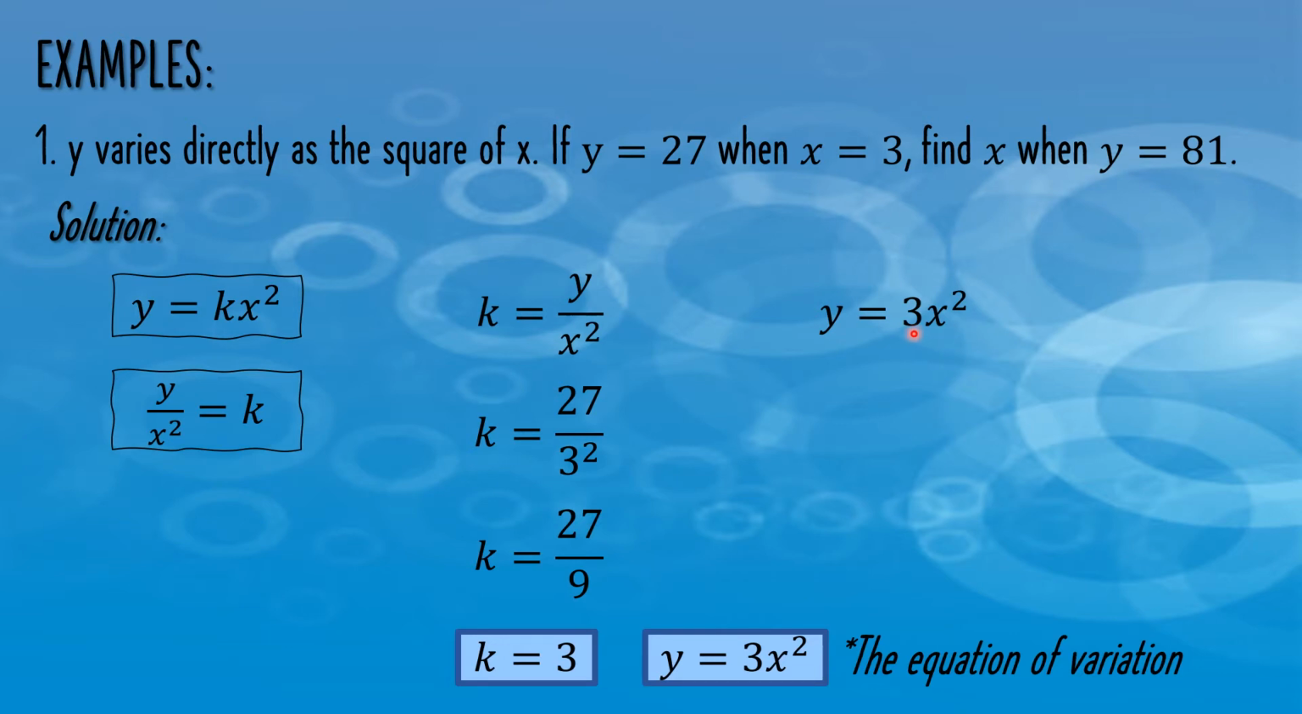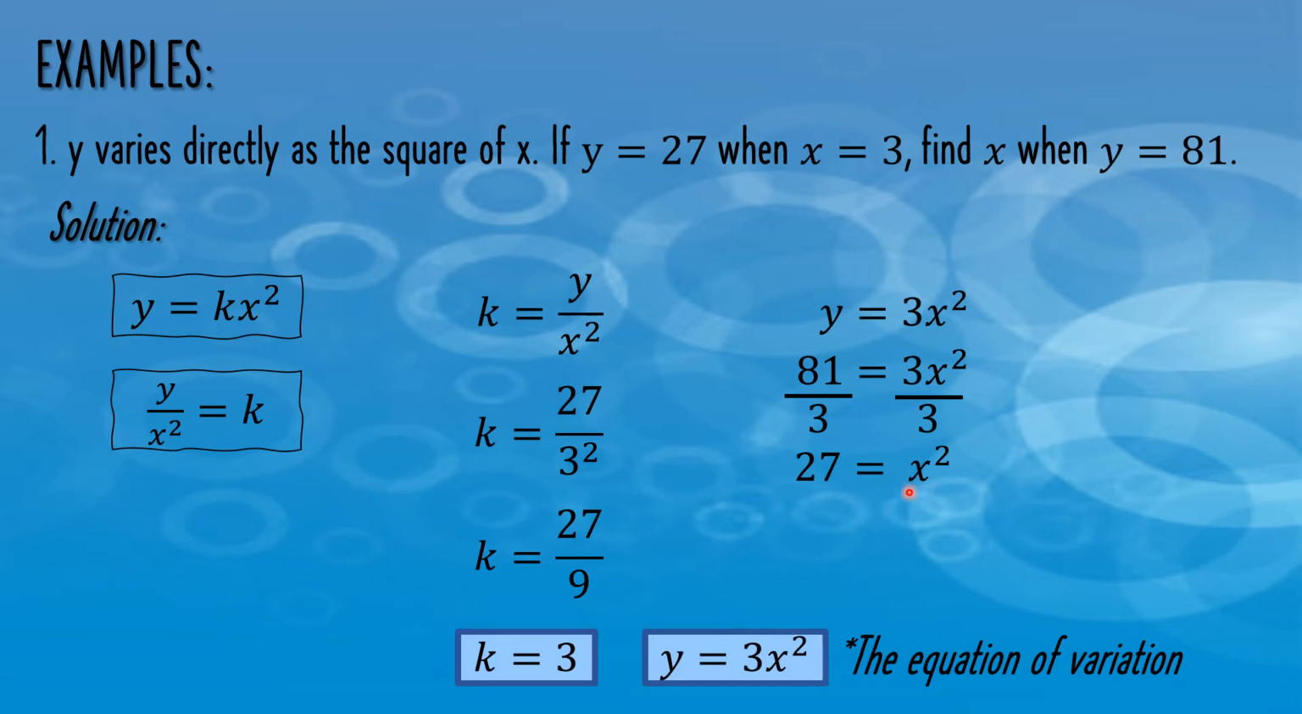So, dito, since meron na tayong constant na 3, papalitan natin o isa-substitute natin ang 81 sa y para mahanap natin yung value ng variable x. So, that will be 81 equals 3x squared. And then, divide both sides by 3 para makancel natin yung 3 sa tabi ng x squared. So, 81 divided by 3 is 27 equals x squared.